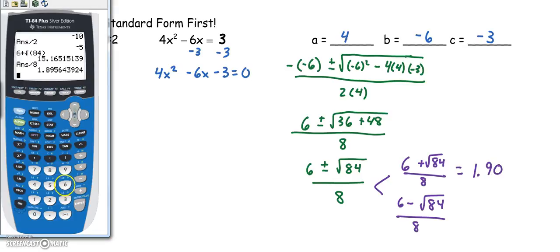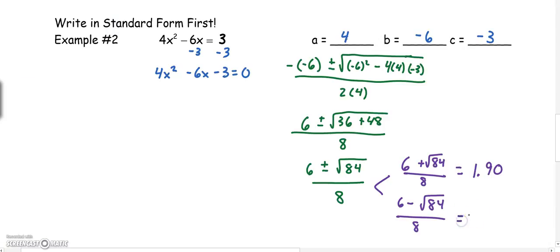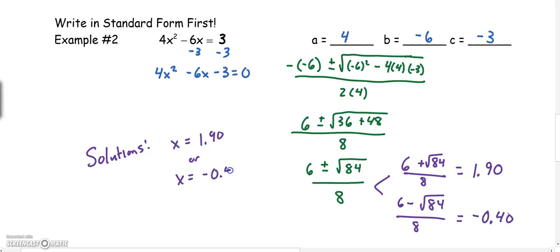I do the same thing again with my second fraction. 6 minus the square root of 84. Divide that by 8. When I round, I get negative 0.40. So in this case, my solutions are x equals 1.90 or x equals negative 0.40.